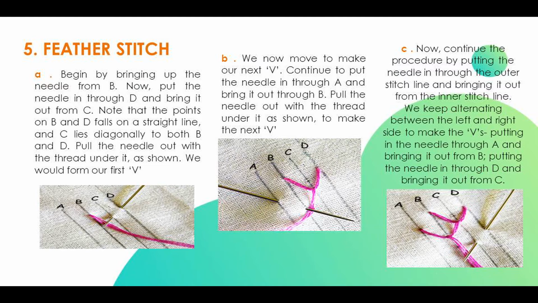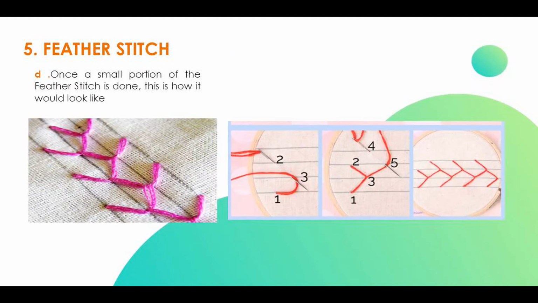C. Now, continue the procedure by putting the needle in through the outer stitch line and bringing it out from the inner stitch line. We keep alternating between the left and right side to make the V's, putting the needle in through A and bringing it out from B, putting the needle in through D and bringing it out from C. D. Once a small portion of the feather stitch is done, this is how it would look.